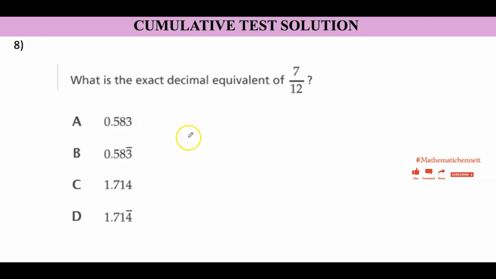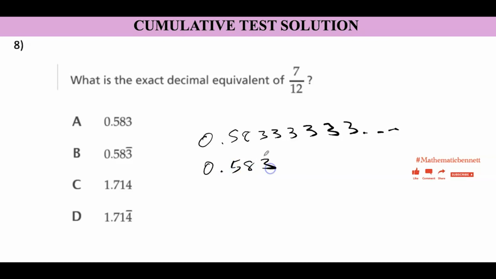What is the exact value of 7 divided by 12? 7 divided by 12, we know that it's 0.5833333, and so on. The 3 goes on forever. So we can rewrite this as 0.583 and put a bar over the 3 since the 3 is being repeated. So the answer is B.